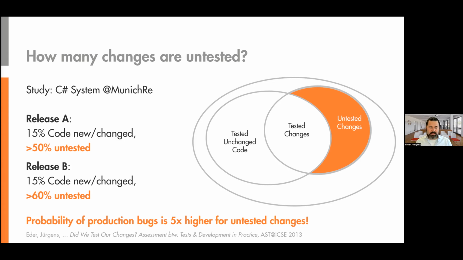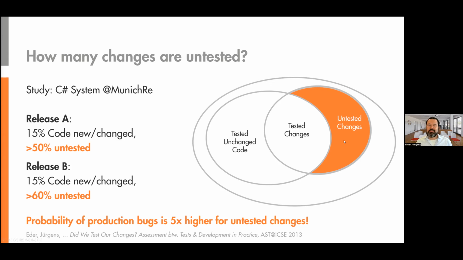And that really surprised us, because Munich Re back then already had a very structured test process. So it was not because they didn't want to or didn't have the discipline, but simply because it's a very complex problem. And our experience is that you can't get this correct if you don't have dedicated tool support. And the basic idea of test gap analysis is to show you the untested changes before you ship the code into production, so that you can make a conscious choice whether you want to test that or not.